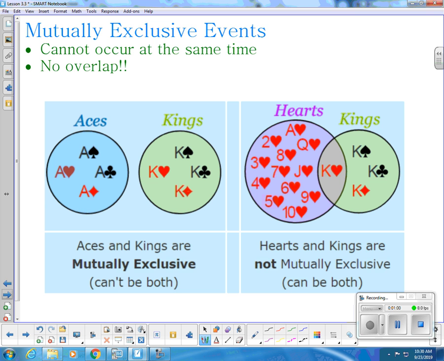You cannot have an ace-king card. But you can have a king of hearts. Easy enough? Mutually exclusive cannot occur at the same time. They have nothing in common. The intersection is 0. Okay? Moving on.